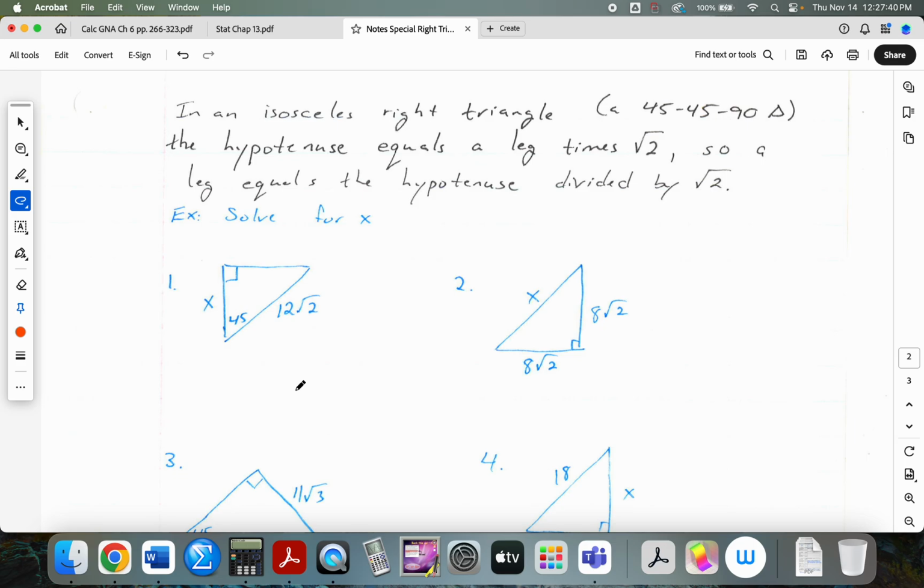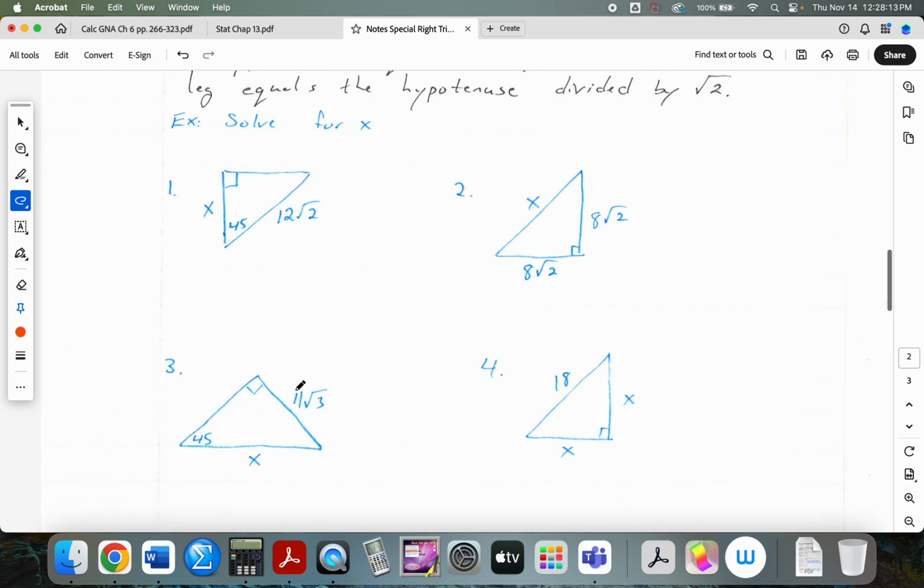So in an isosceles right triangle, the angles are 45, 45, and 90. We have a right triangle, and it's isosceles. And because it's isosceles, the two base angles have to be the same. So it'd be a 45, 45, 90 triangle. Then the hypotenuse is equal to the leg times the square root of 2. So that means the leg is the hypotenuse divided by the square root of 2. So that allows us to do all kinds of problems.